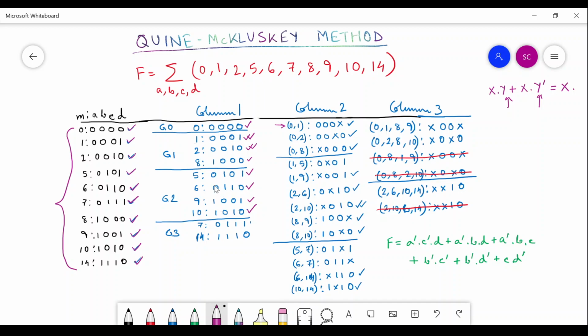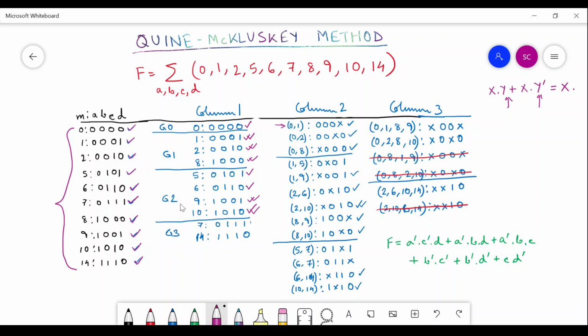8, you observe it can combine with 9 and 10. So again you put a tick mark at 8, 9 and 10. So 9 and 10 you write down here like this. So after that you have to combine G2 and G3. So all combinations of G1 and G2 are over.